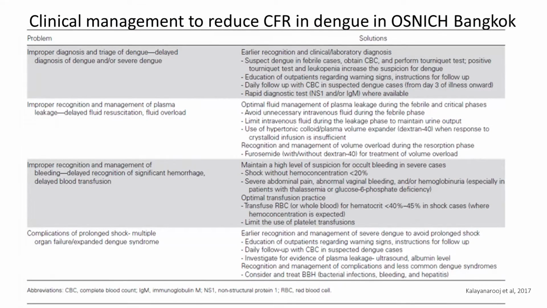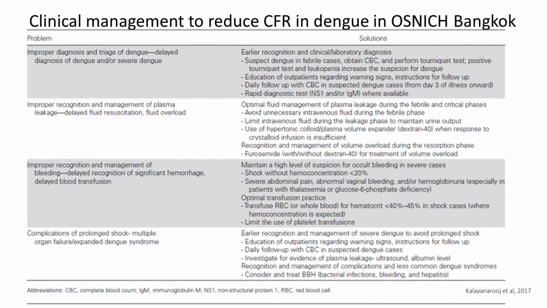This is also the list of problems and solutions based on the study in Bangkok. When the problem is improper diagnosis and triage of dengue, or delay in diagnosis of dengue and or severe dengue, then the solution is earlier recognition and clinical laboratory diagnosis.